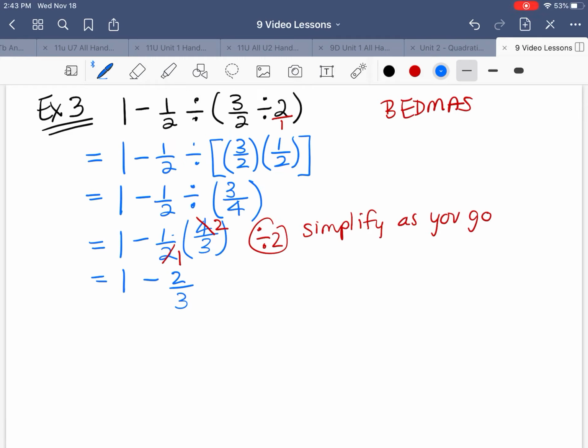Now that we just have subtraction left, we need to get a common denominator, which is going to be 3. So we're going to do 1 times 3 over 3. And remember, we can treat this one as 1 over 1 minus 2 thirds. So that's going to give us 3 over 3 minus 2 thirds, which gives us a final answer of 1/3.